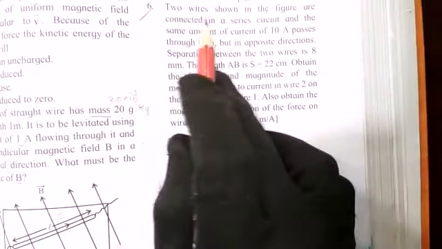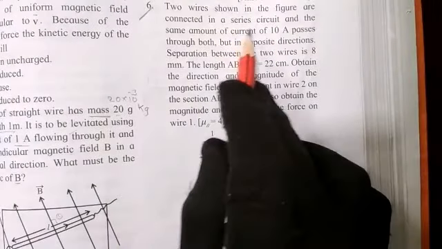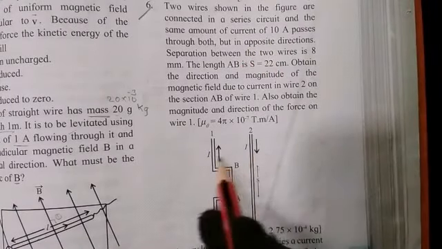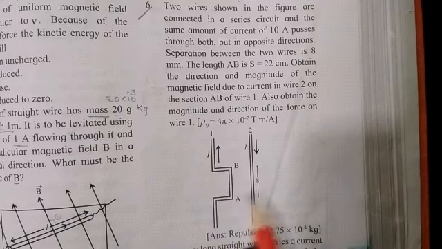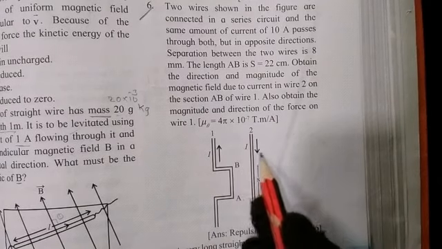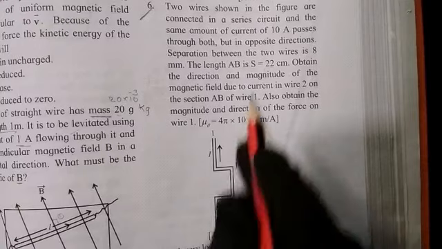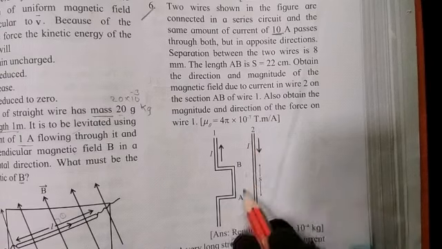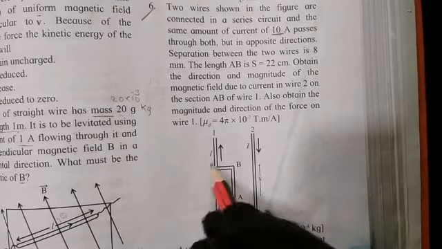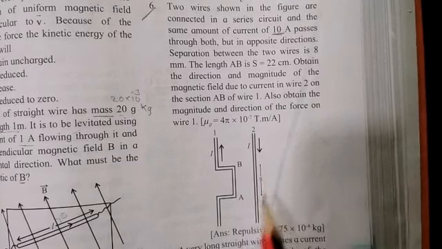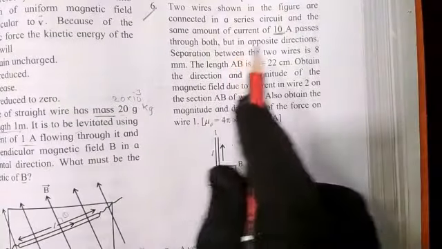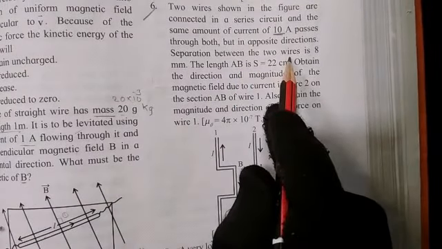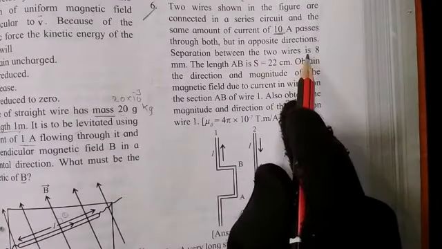Here, two wires shown in the figure are connected in a series circuit and the same amount of current of 10 ampere passes through both. As you can see, wire 1 is having 10 ampere, wire 2 is also having 10 ampere, but in the opposite direction, with a separation between the two wires.